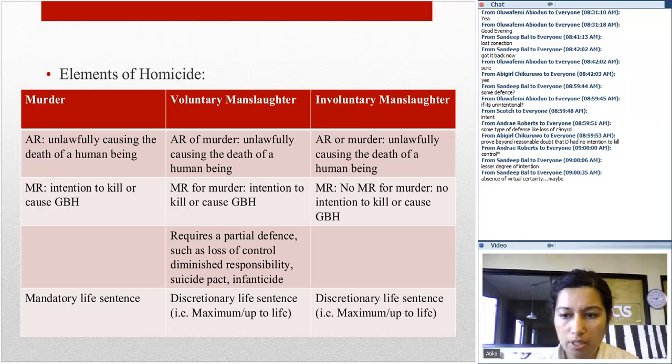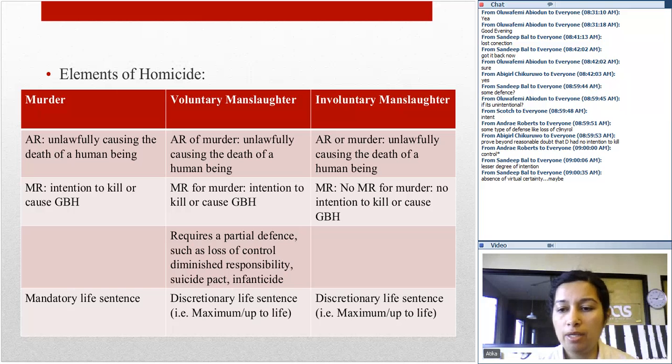Well, the charge is reduced, the severity is reduced, because, look at the third line, it requires a partial defense such as loss of control, diminished responsibility, suicide pact, or infanticide. That is going to bring your murder conviction out of the window, and it's going to bring in voluntary manslaughter. There's another difference that distinguishes murder from voluntary and involuntary manslaughter.